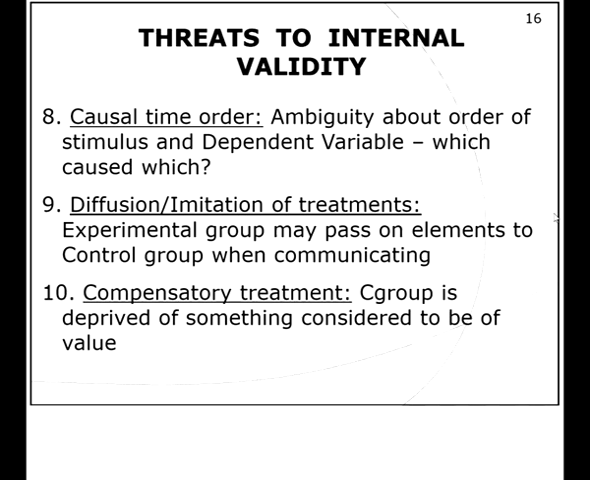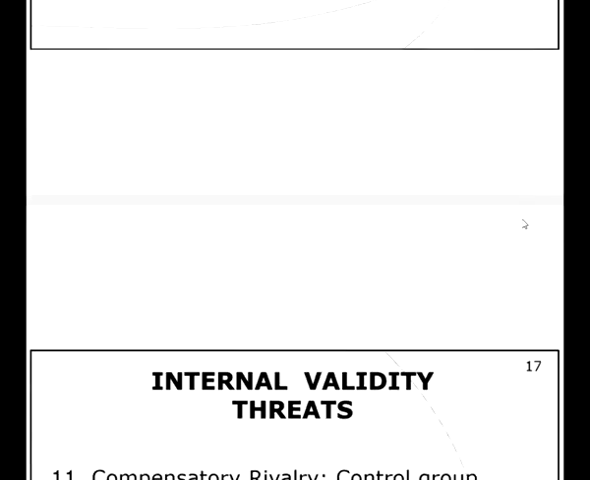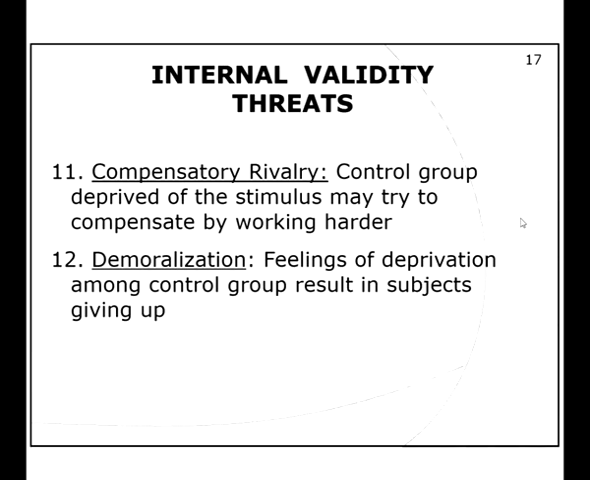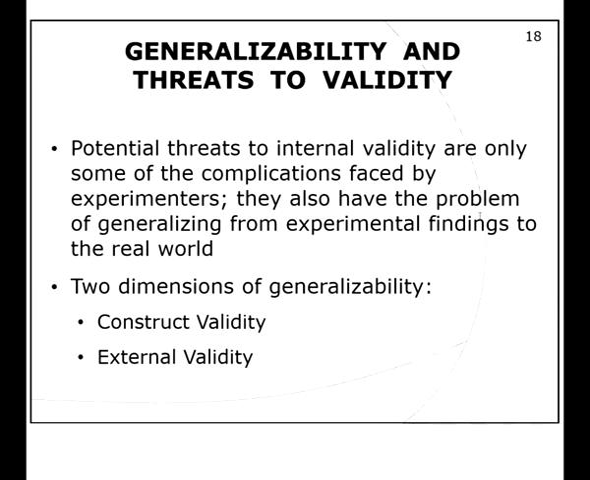Demoralization, compensatory rivalry. Some people will be kind of upset if they're in the control group, especially if it's a cancer treatment issue, right? Demoralization. If you're really hoping to get into this study for cancer, and then you get into the control group, you might kind of give up and not work too hard towards it, which could actually affect the results as well. So there's some generalizability issues and threats to validity as well.